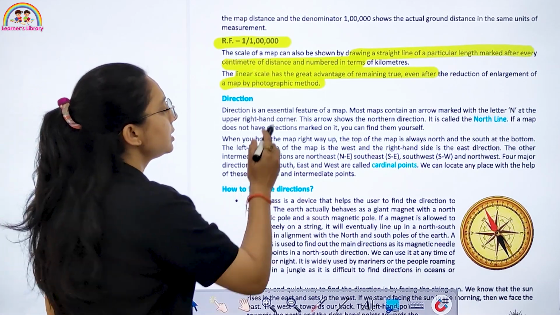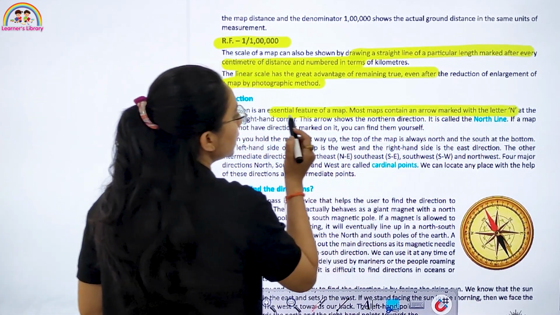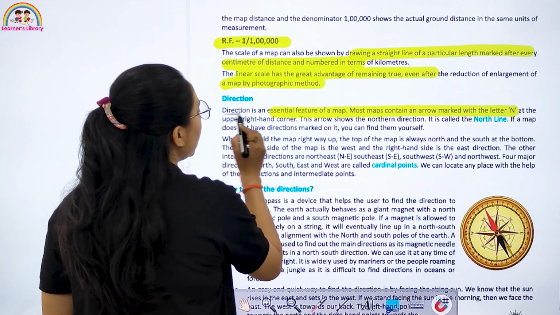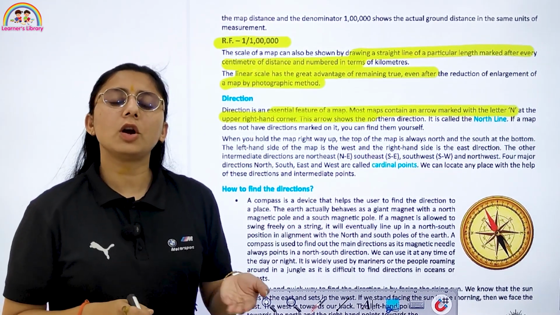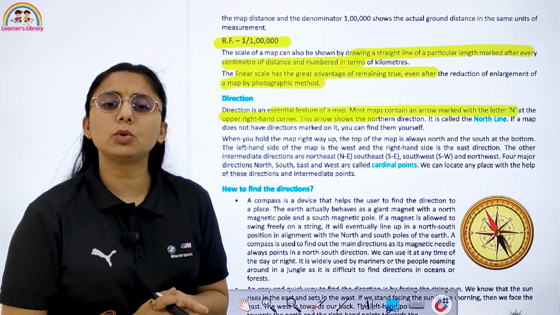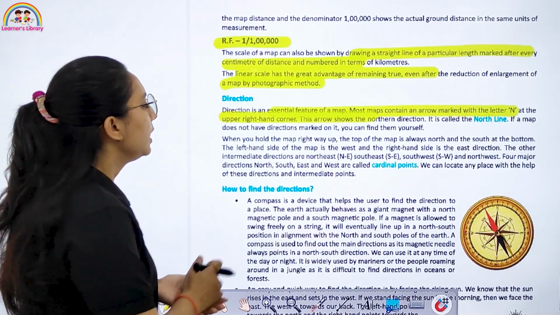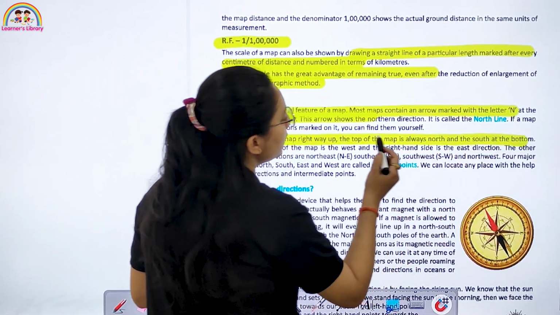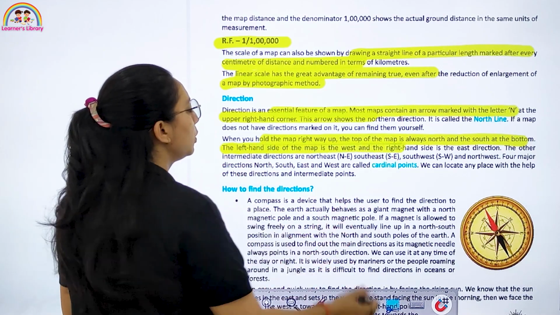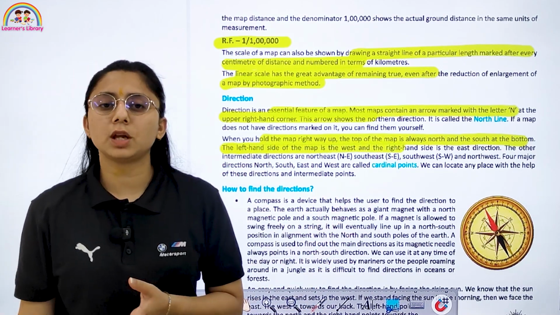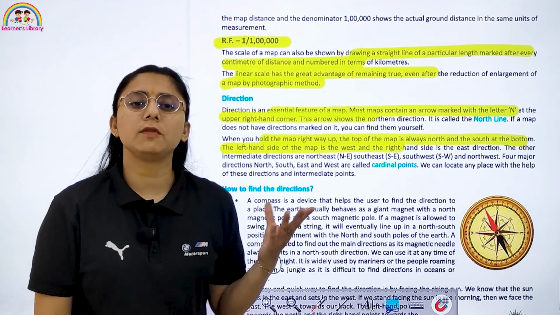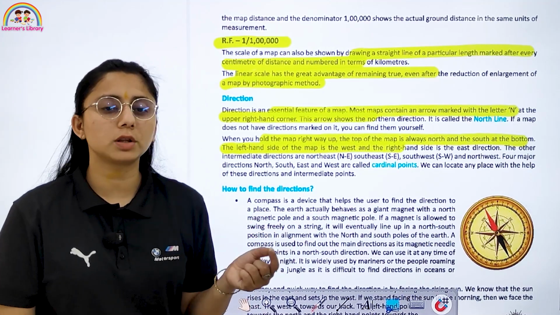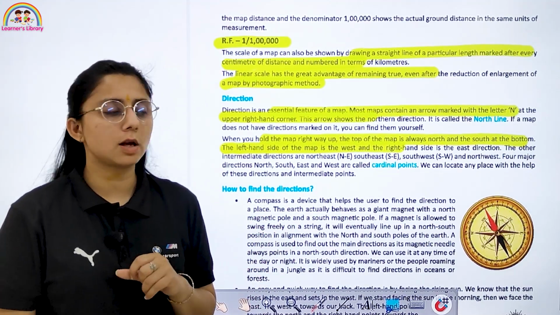Next is direction. It is an essential feature of a map. Most maps contain an arrow marked with the letter N on the upper right hand corner. The north line shows the north direction, and the south line shows the south direction. When you hold the map right, the top of the map is always north and the south is at the bottom. On the left side is west and on the right side is east. We also call these cardinal points. We also have north east, south east, north west, south west.